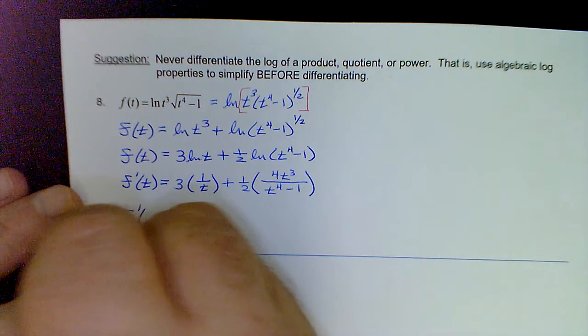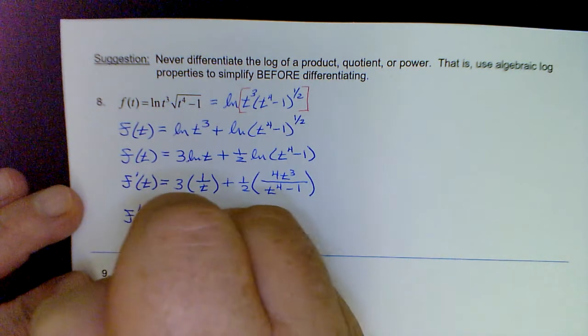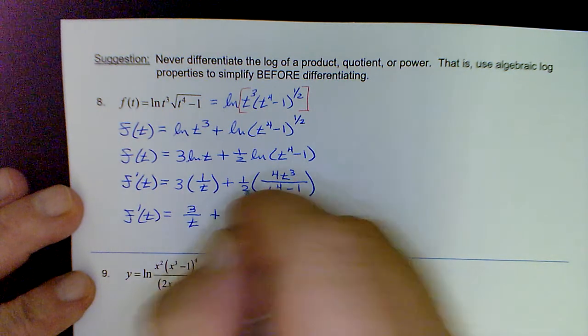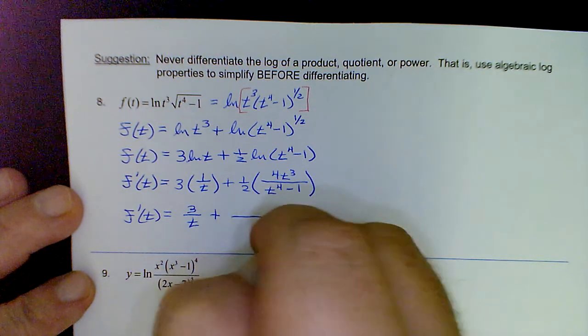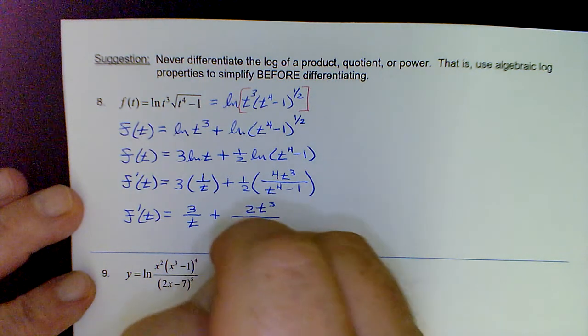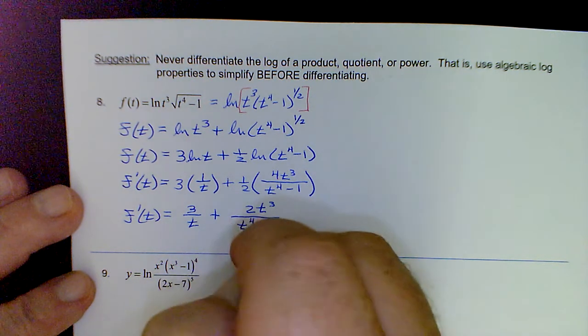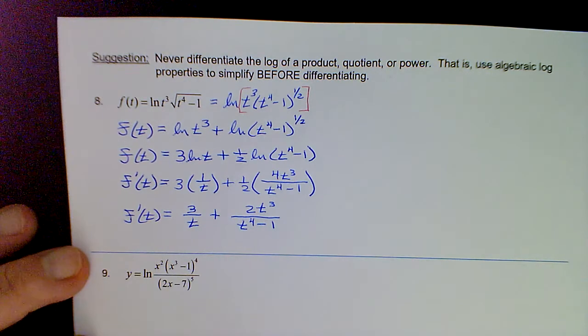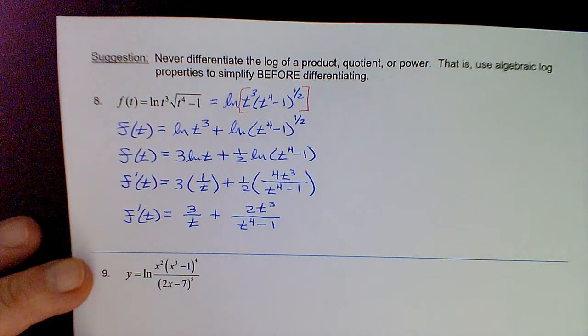And just making it look a little prettier, f prime of t would be, let's say, 3 over t, plus the 2 can cancel with the 4. We'll be left with 2t cubed in the numerator over t to the 4th minus 1. So take advantage of those algebraic log properties.